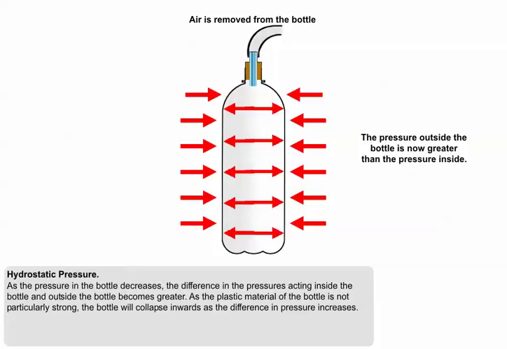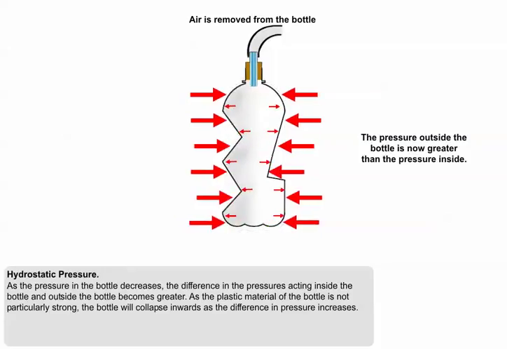As the pressure in the bottle decreases, the difference in the pressures acting inside the bottle and outside the bottle becomes greater. Because the plastic material of the bottle is not particularly strong, it doesn't take long for the bottle to collapse inwards due to the difference in pressures.